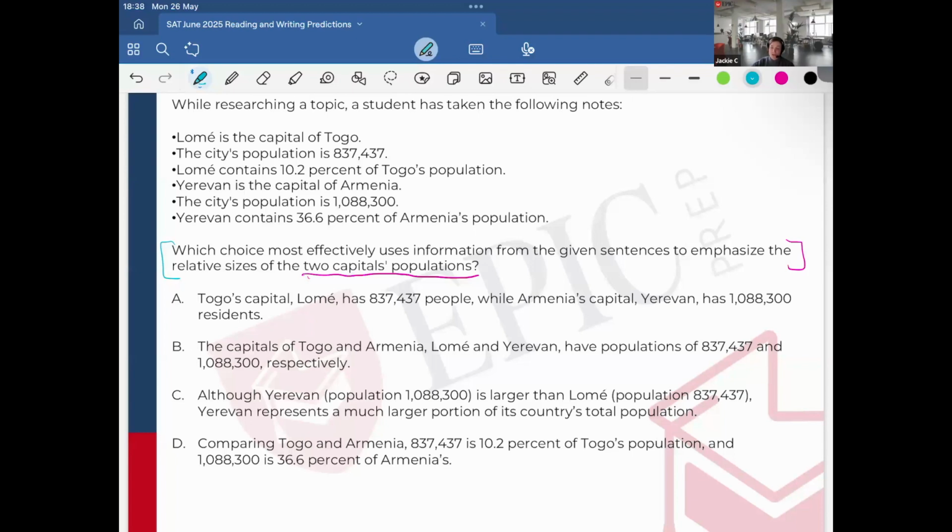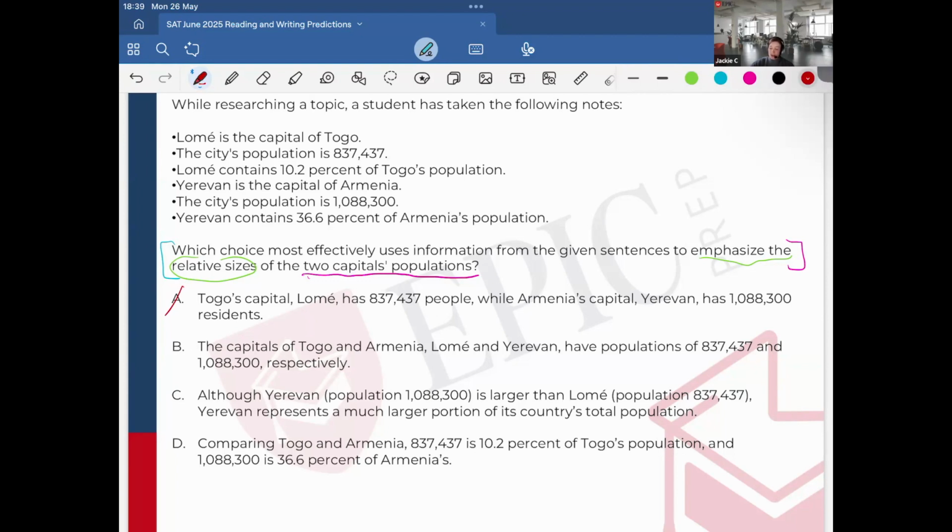So, doing a quick scan, that does seem to be factually correct. It is comparing the capitals' populations, but it's not emphasizing the relative sizes of the two capitals' populations. So, if I want to compare the relative sizes, it's not just which city is larger in population, but how each city's population compares to the size of its own country. So I need a relative comparison, not a superficial, factual one. So not loving A, although I feel it could be a good trap.